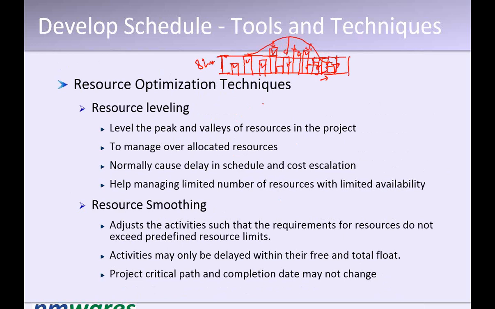So in other words, resource smoothing is just a part of resource leveling. If you are doing resource leveling when there is no float available, then it is leveling. If there is float available, then it is smoothing. So resource smoothing is also resource leveling, but within the available float. So the overall float in the project will come down.